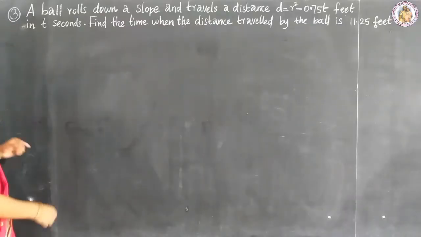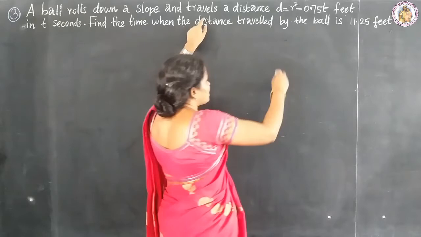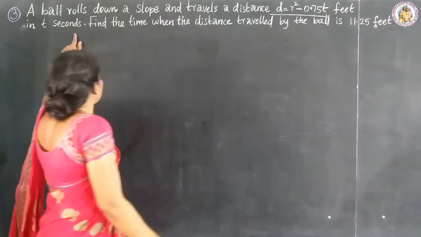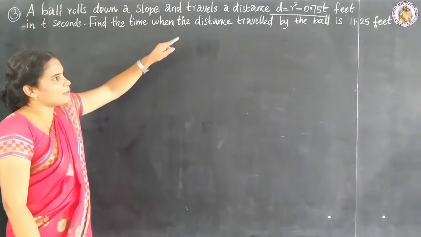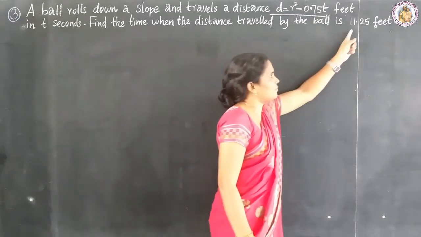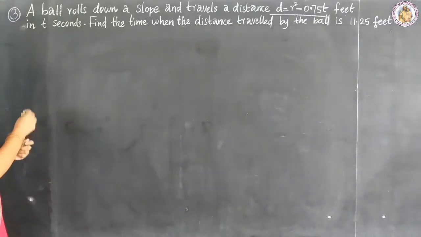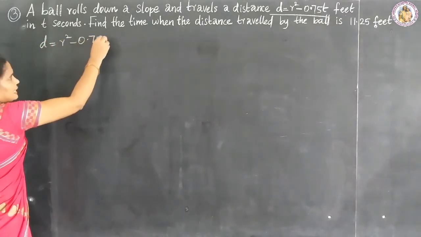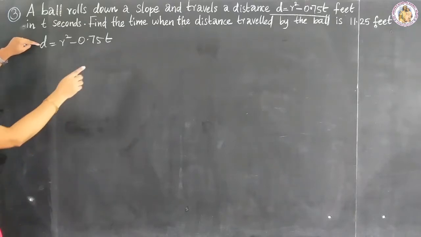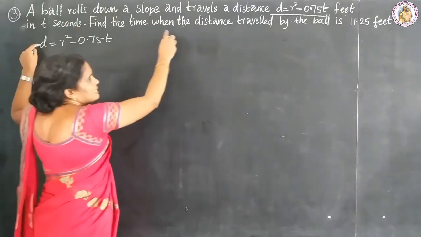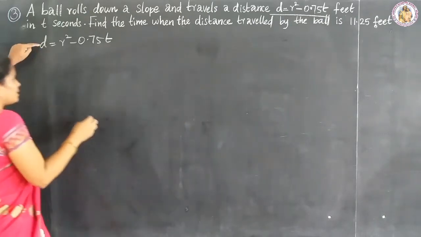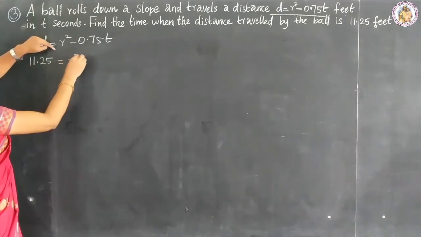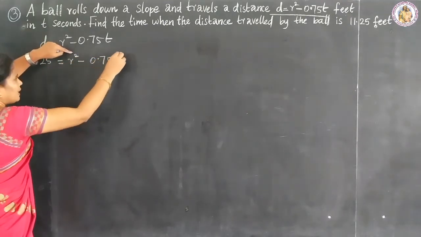Question number 3. A ball rolls down a slope and travels a distance d is equal to 4t square minus 0.75t feet in t seconds. Find the time when the distance traveled by the ball is 11.25 feet. So what is given? Distance is equal to t square minus 0.75t. The distance is also given: when the distance traveled by the ball is 11.25 feet. So 11.25 is equal to t square minus 0.75t.